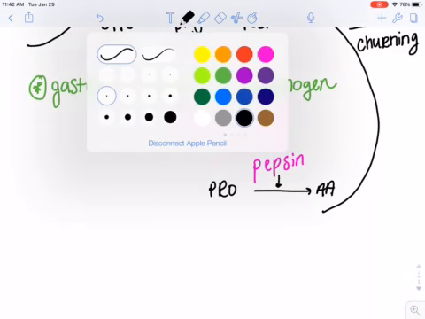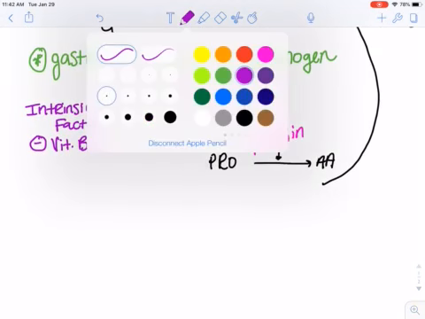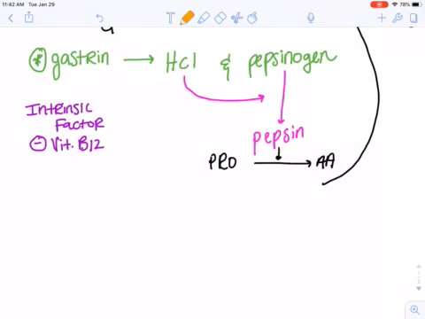Now, another thing to think about is intrinsic factor. Intrinsic factor is required because it's going to help us basically remove vitamin B12 from our food so we can later absorb it in the ileum. The only nutrient, quote unquote, that is absorbed in the stomach is going to be alcohol. So alcohol is absorbed in the stomach here. So that's the gist of what's going on in the stomach.